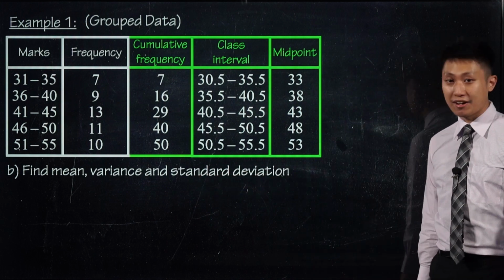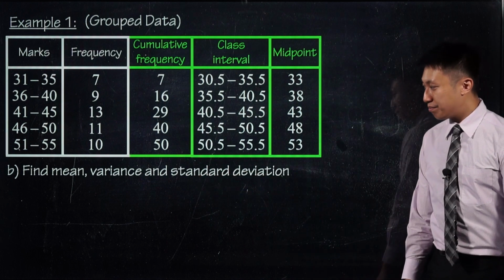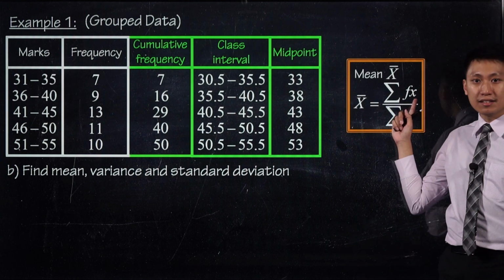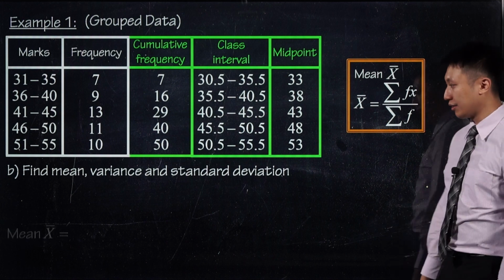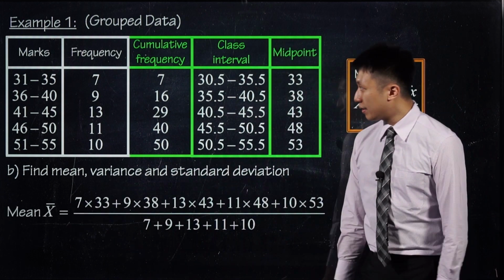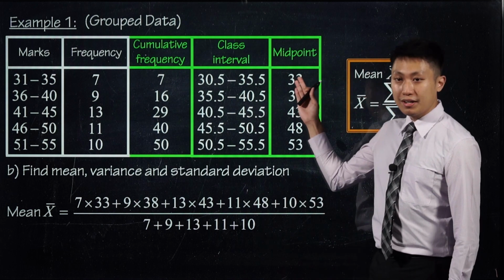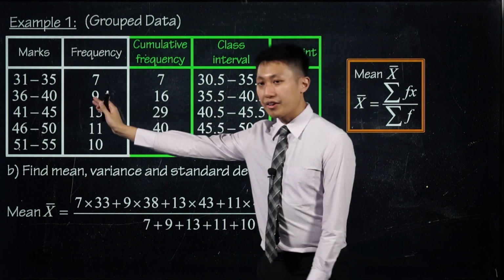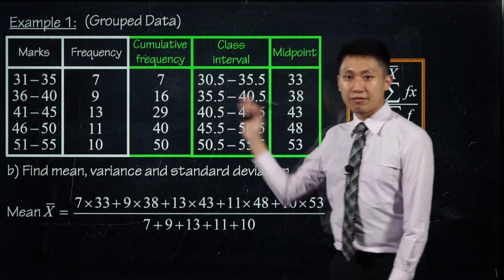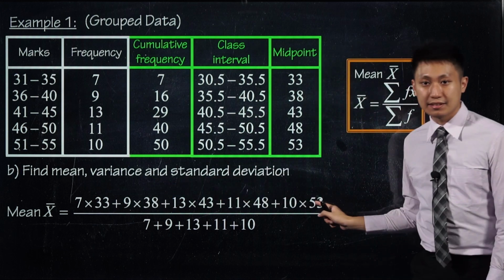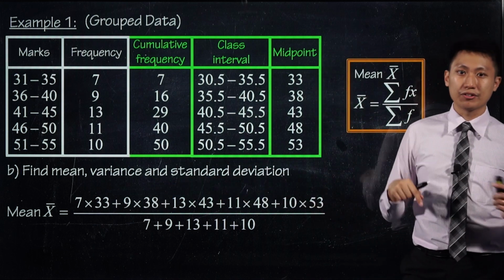This is something that you are afraid of, maybe. Mean, okay? The mean formula is this, and x is, what is x? Midpoint. Okay, so now let's do it. Mean x is equal to, you take midpoint multiplied by frequency, midpoint, frequency, midpoint, frequency, everything, you add them up on top. Okay, then I get this thing over here. You just plug into your calculator.